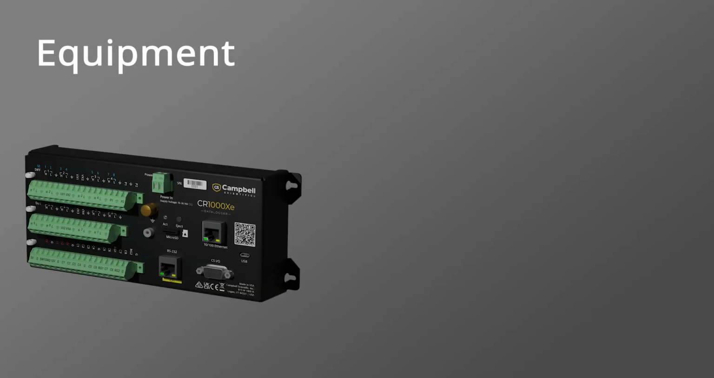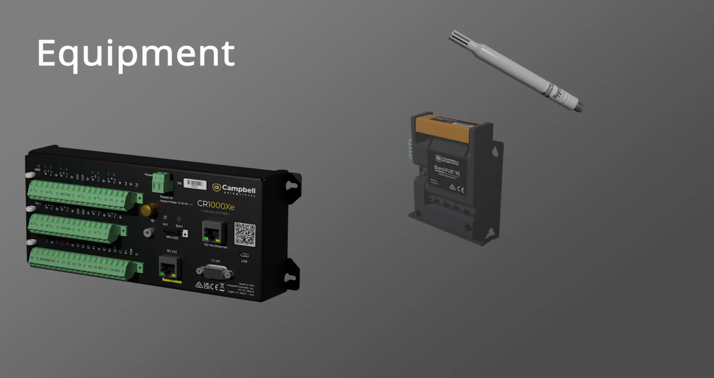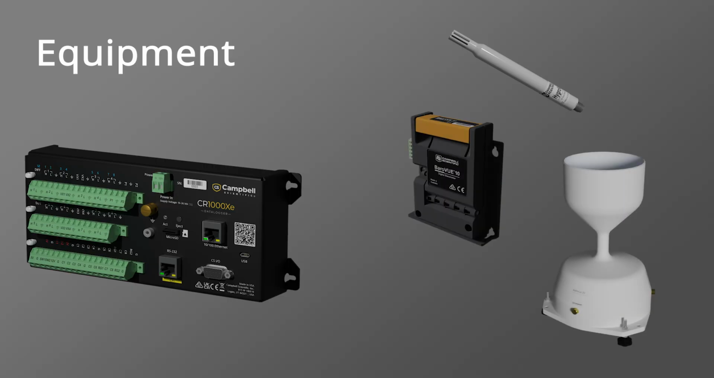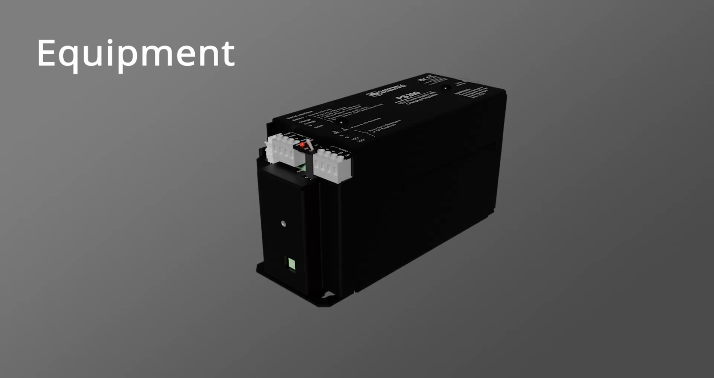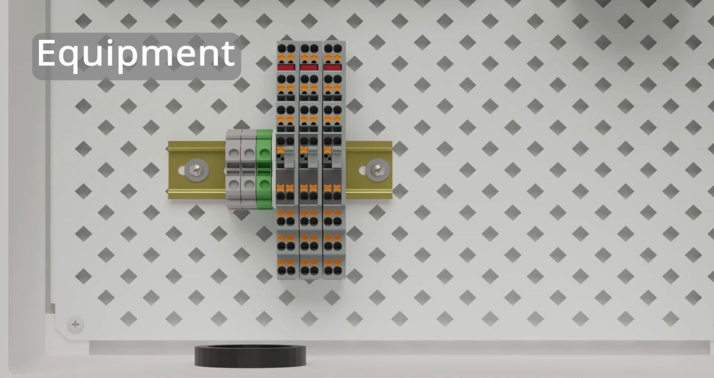The equipment I will use is a CR1000XE data logger, a HygroVue 10 temperature and relative humidity sensor, a BaroVue 10 barometer, and a RainVue 20 rain gauge. I need a 12-volt power supply such as the PS200. To securely connect multiple wires to a single channel, I will use an SDI-12 DIN rail terminal bus kit.